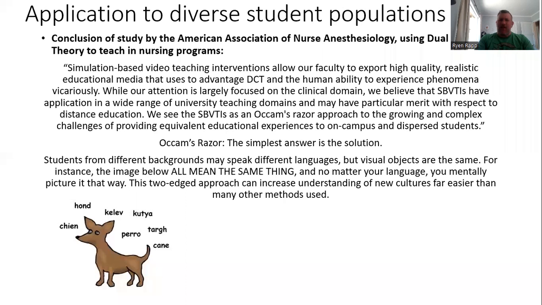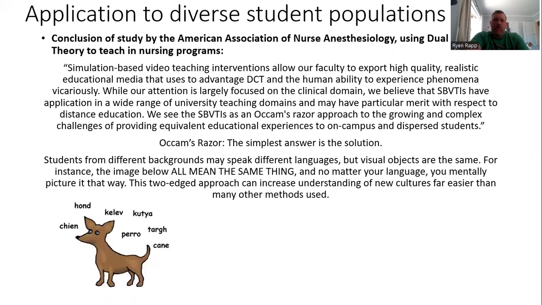Now, applying this to diverse student populations, you'll notice the picture at the bottom corner. Now, if you don't know what any of those words mean, it's a dog, right? Well, all of those are words for dogs. They did leave Hund out. Die Hund. My Hund. That's German.